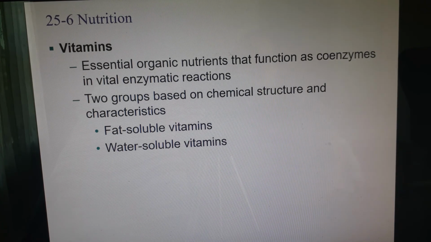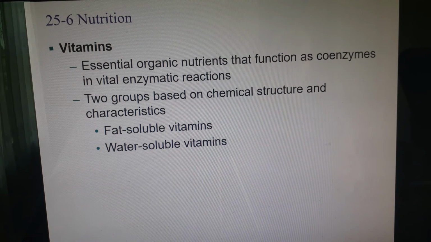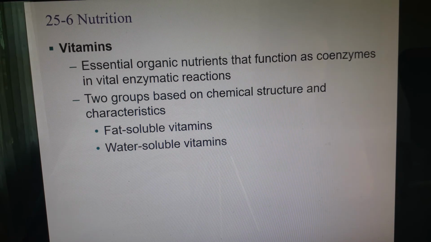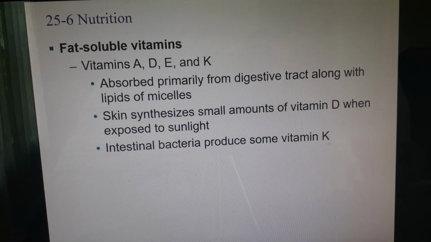Vitamins are going to work as coenzymes. Sometimes they're needed to help an enzyme work. Sometimes they're needed to help maintain the shape. And vitamins come in two forms: fat soluble and water soluble. So one loves lipids and oils and one loves water. The fat soluble vitamins are A, D, E, and K.